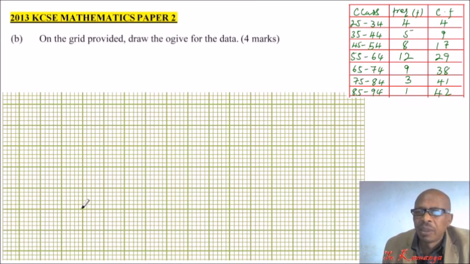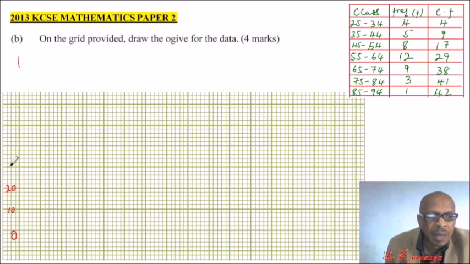So for the ogive, we use the upper class boundary and the cumulative frequency. We can come here and say this is the starting point, so we can start from 0. Let's use a brighter color. We start from 0, then 10, 20, 30, 40 and 50. So that is our y-axis. This is our cumulative frequency.